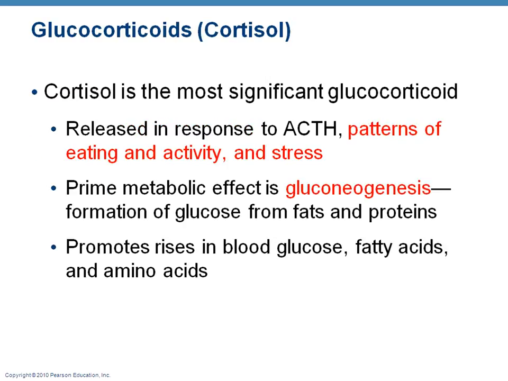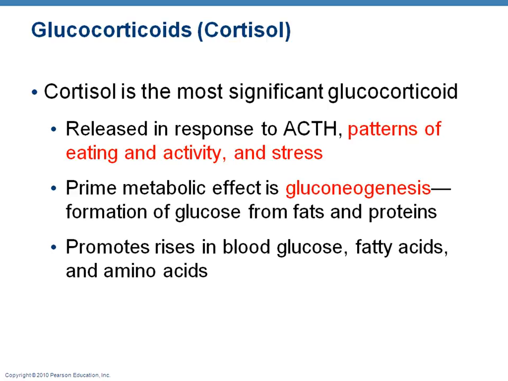So again, let's look at some of the more specifics. It is released directly in response to ACTH. This will help regulate patterns of eating and activity and stress. These are going to trigger ACTH to be released, which is going to trigger the glucocorticoids, specifically cortisol, to be released. The prime metabolic effect is gluconeogenesis, formation of glucose from fats and proteins. So it's not consuming glucose, but also regulating the amount of glucose that you have in your body through other methods.